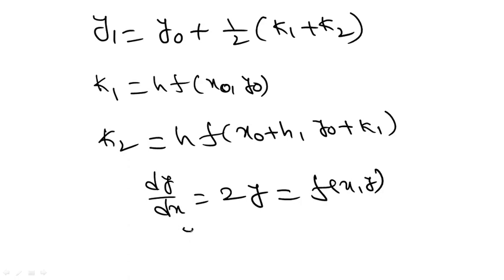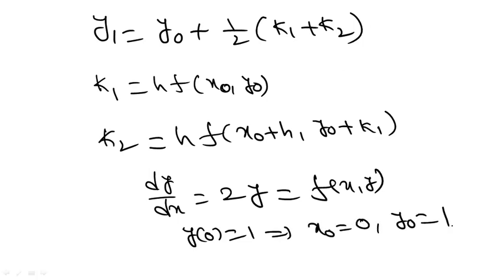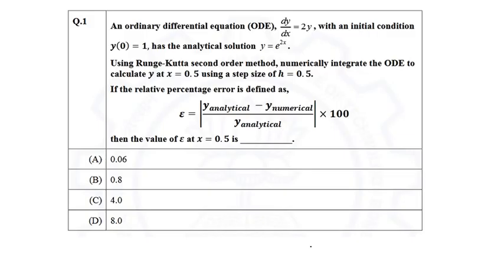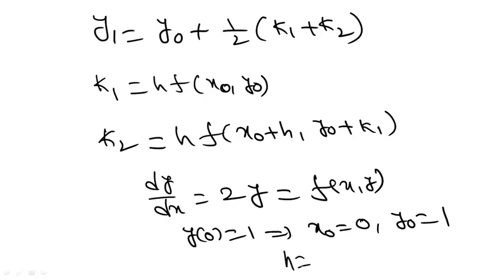And y of 0 equal to 1 means that x naught is 0 and y naught is 1. And given that h is 0.5, x1 is x naught plus h, so 0 plus 0.5, that will be 0.5. x1 is 0.5. So we need to find y1 itself.